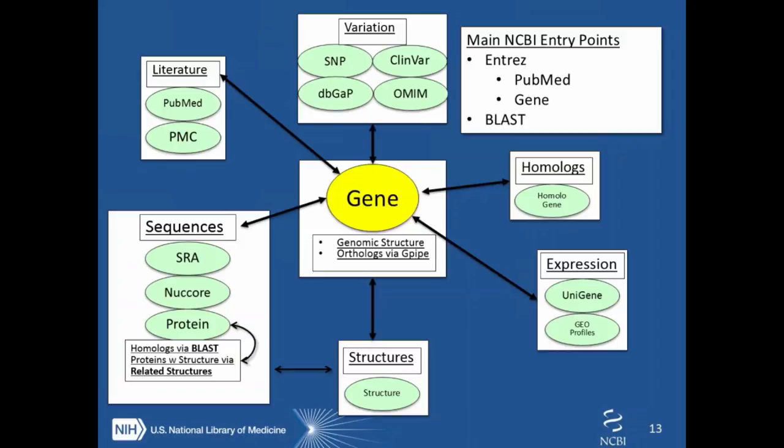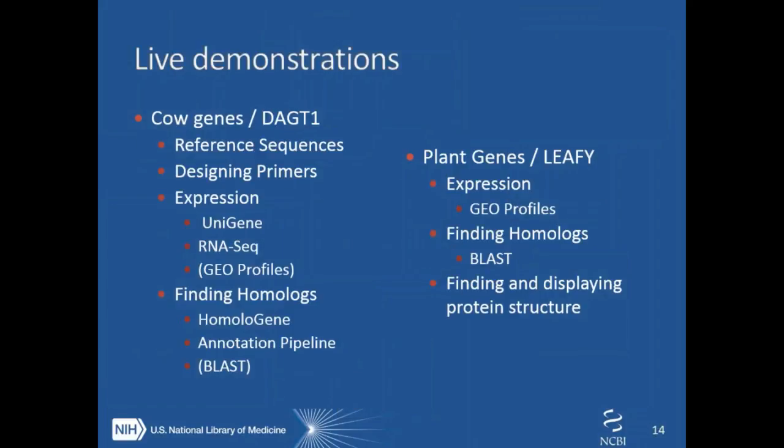Okay, so what I want to do now is do some quick live demos. We're going to look at a gene from cow, DGAT1. We'll find some reference sequences for that. We'll design primers for an exon of that gene. We'll look at some expression resources, UniGene and RNA-seq data, and Ben's going to talk more about RNA-seq in his portion of the talk. GeoProfiles is listed there simply because that's a commonly used expression resource, but we won't be using it for that gene.